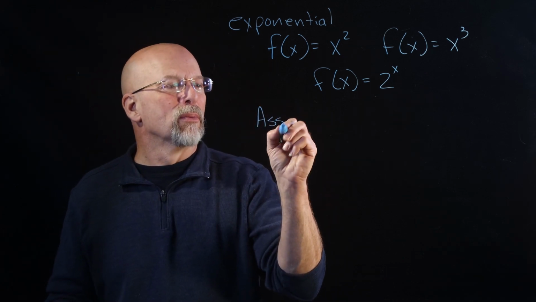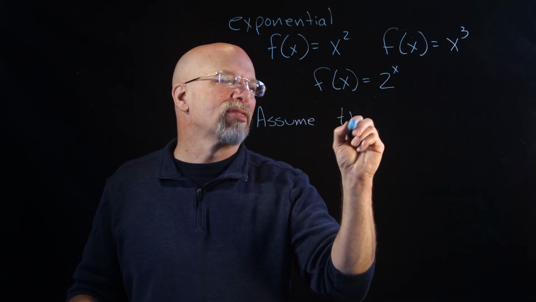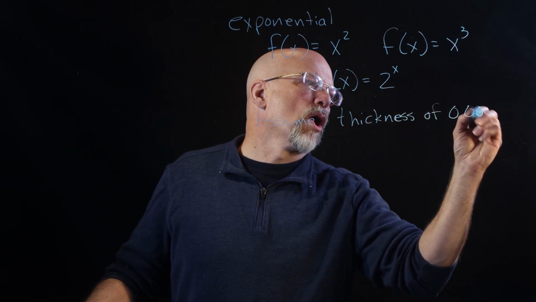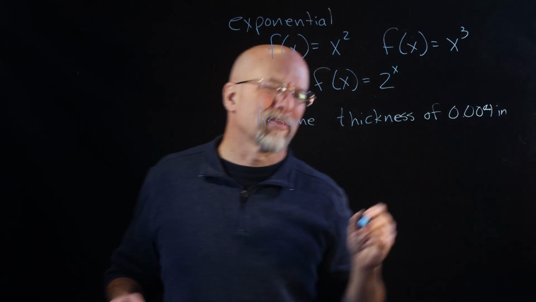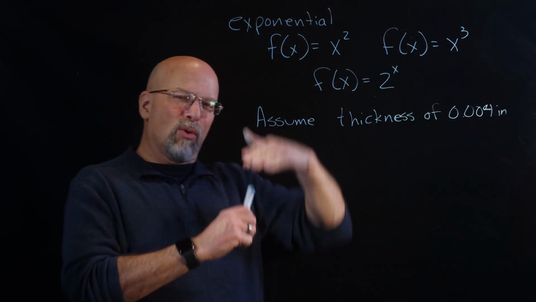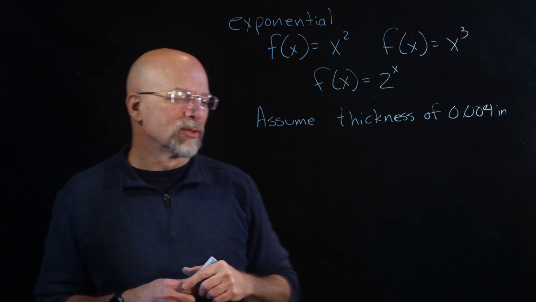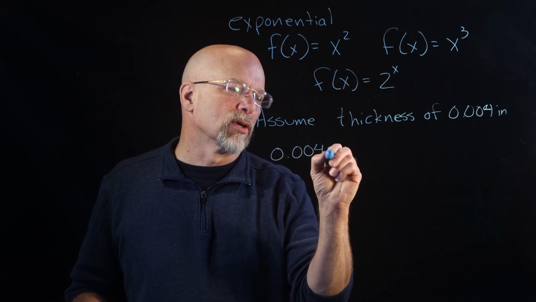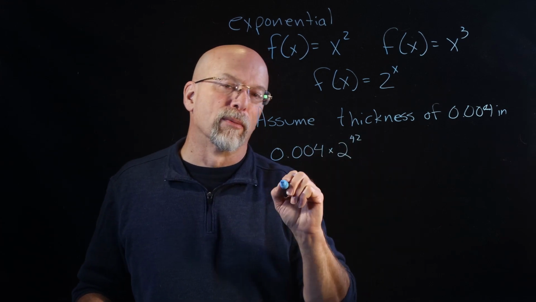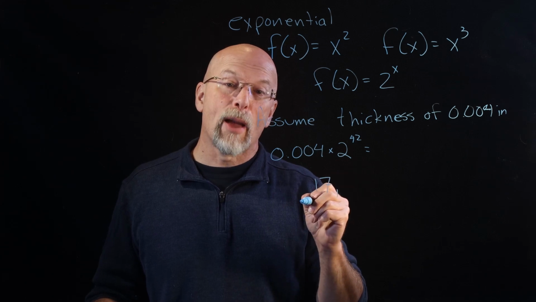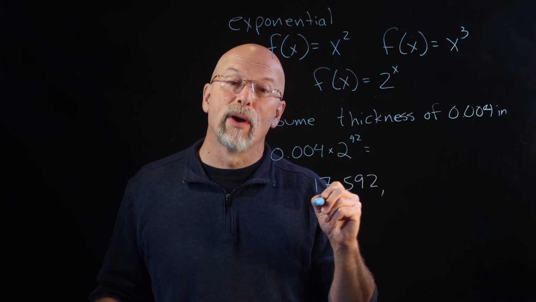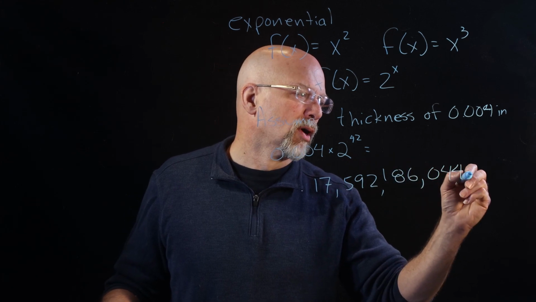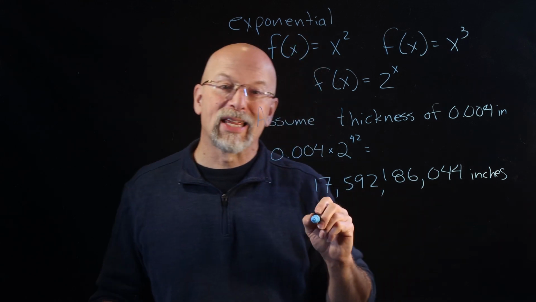Well, let's assume that paper has a thickness of 0.004 inches. So it's pretty thin, right? How tall would the stack be after you doubled it 42 times? Well, if you double it 42 times, that's 0.004 times 2 to the 42. Well, that is equal to 17,592,186,044 inches. What does that equal to in miles?